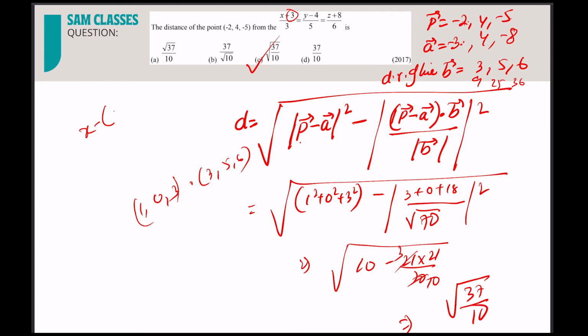Clear. See, this question, distance of a point from a line, repeats a lot. So once you mug up this formula and put in the values directly without thinking, once it is fed in your muscle memory, it will not take more than 30 seconds. Do 3 or 4 of these questions. Your hands will directly write d is equal to root under of mod of p vector minus a vector whole square minus mod of p vector minus a vector dot b vector divided by modulus of b vector whole square. That's it. And you already know all the values. So you'll be able to solve in a much faster way.